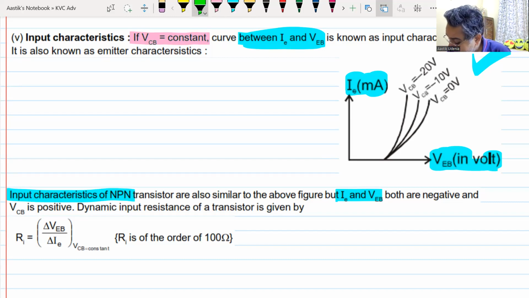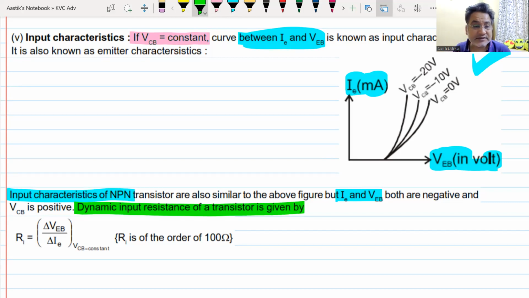Then there is a thing that you must remember: input dynamic resistance. Whenever we use the term dynamic, it is always change in the value of voltage divided by the change in the value of current. Input voltage is delta VEB. Input current is delta IE. You divide them, you get the dynamic input resistance. You will have to remember these terms and there is no escaping from this fact.